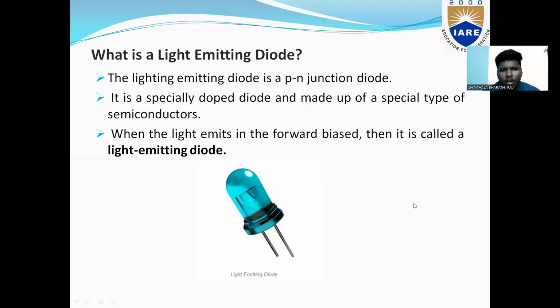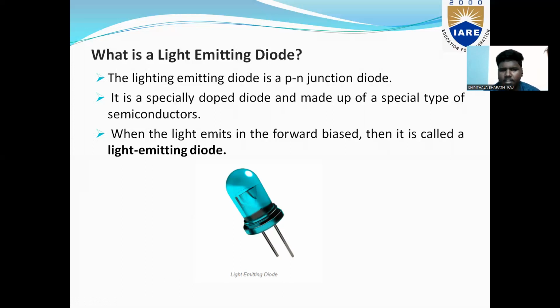First of all, LED means light emitting diode. What is a light emitting diode? The light emitting diode is a PN junction diode. It is a special doped diode made up of special types of semiconductors. When it emits light in forward bias, it is called a light emitting diode, that is LED.